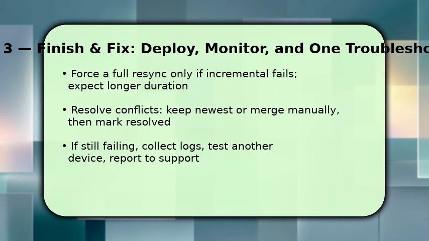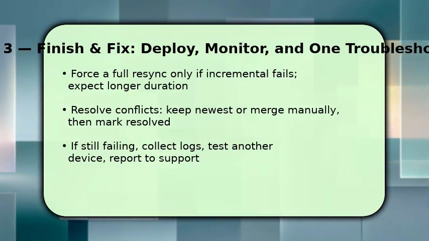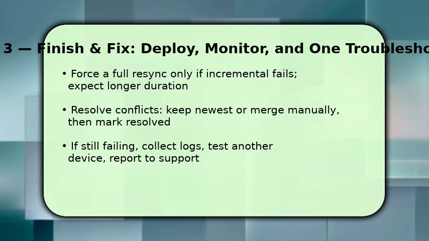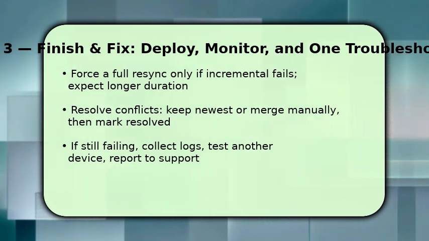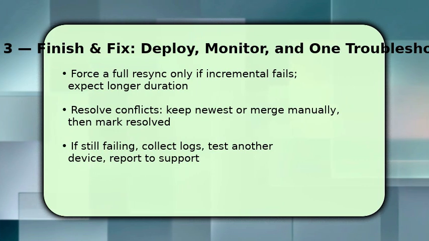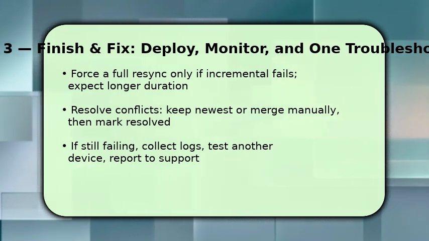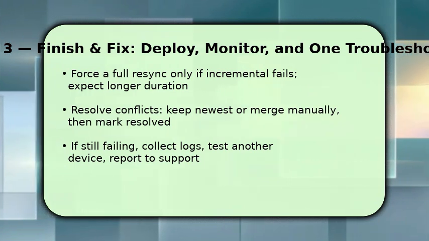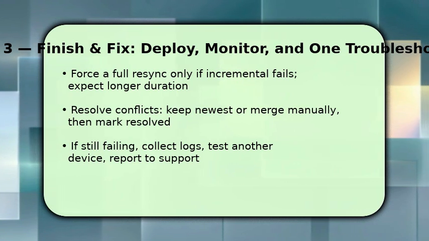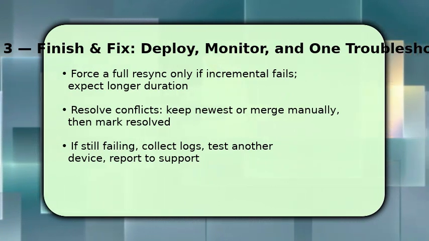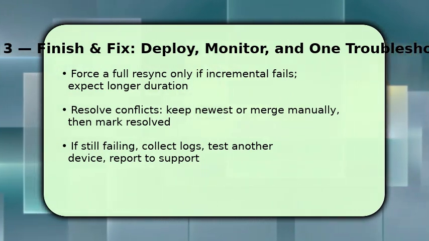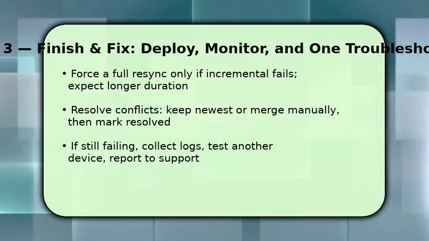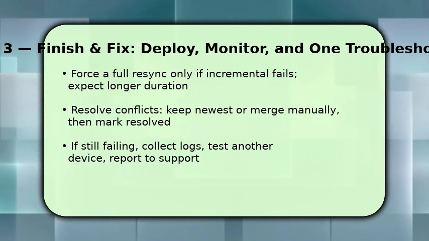You finish by forcing a full resync only when incremental attempts fail, and be prepared. Full resyncs take longer and use more bandwidth. Then resolve conflicts. Choose the authoritative copy or merge manually, save changes, and mark items resolved so the system stops retrying. If problems persist, collect diagnostic logs, test syncing from a different device to isolate the client, and send concise logs and steps to support. This gives technicians the context they need to fix complex issues fast.